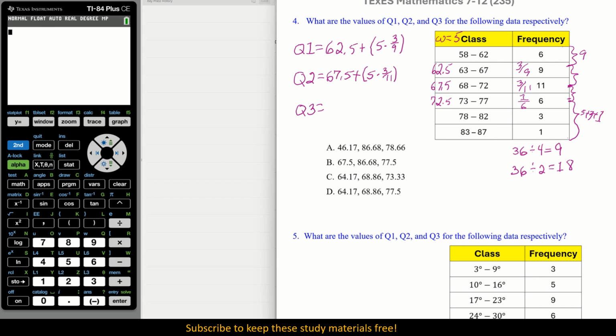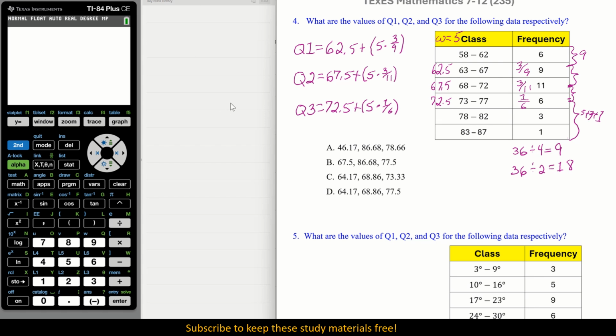Now for our Q3, we have 72.5 plus 5 times, what's next? 1 out of 6. Okay, let's put each of those in the calculator and see what we get.